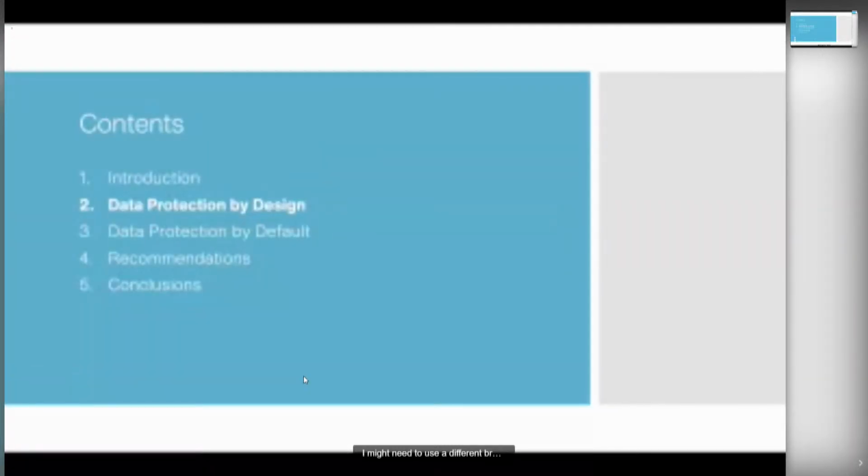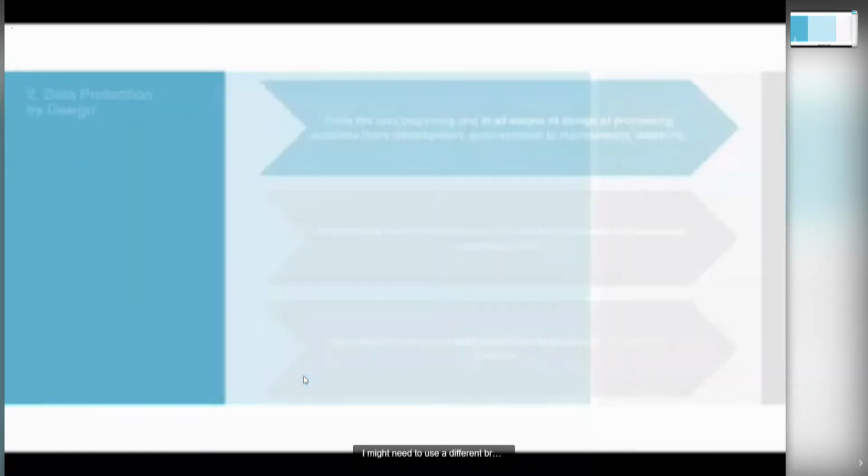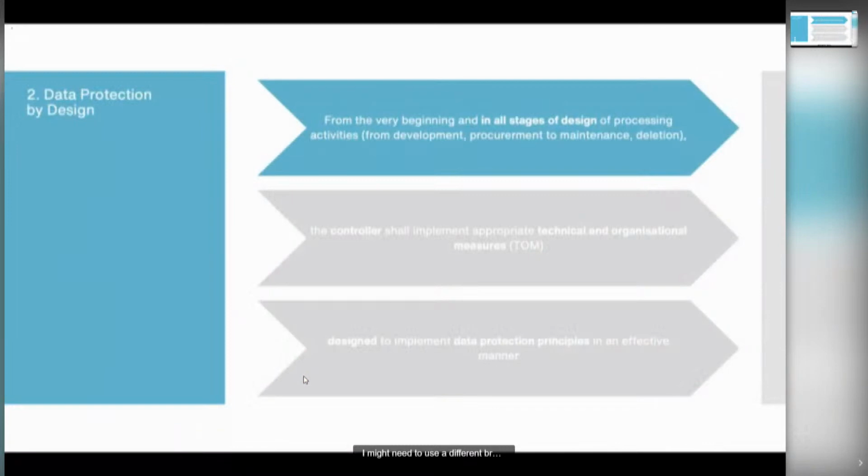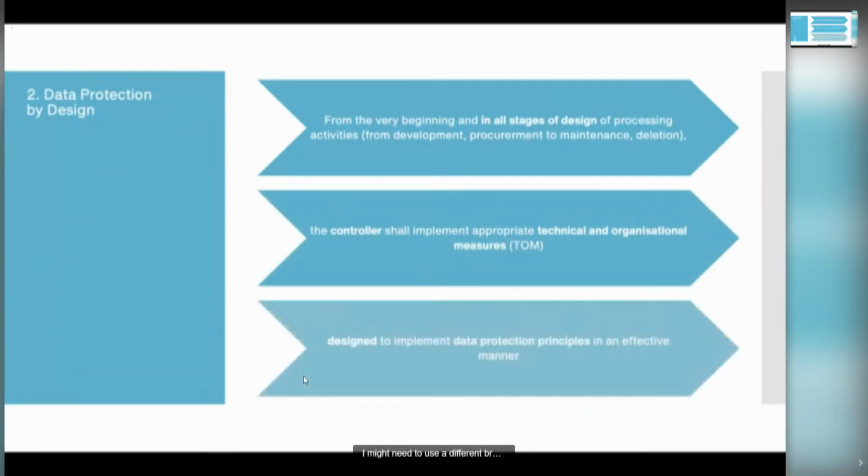Having said that, let's see now very briefly what data protection by design means. It means, in a nutshell, that from the very beginning and in all stages of design of the processing activities, from development, procurement, outsourcing, maintenance, testing to deletion and beyond, the controller must implement appropriate technical and organizational measures designed to implement data protection principles in an effective manner. And all this in order to comply with the GDPR and to protect the rights of data subjects, which is the ultimate aim of the GDPR.